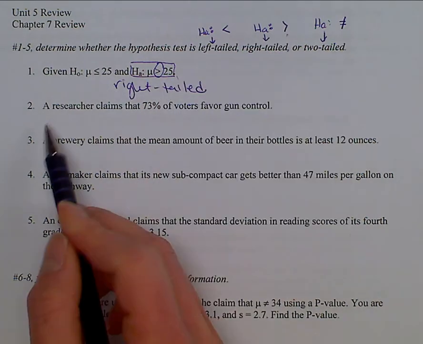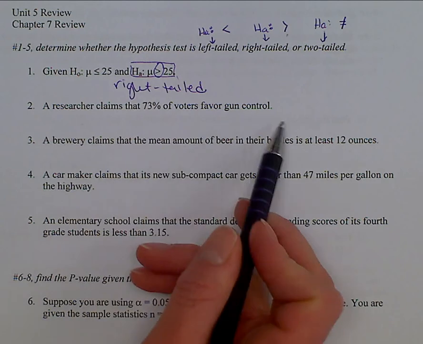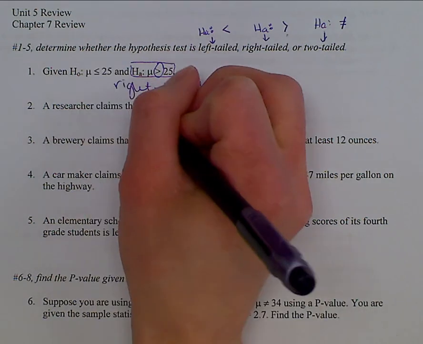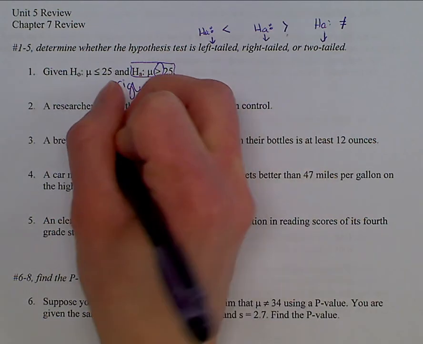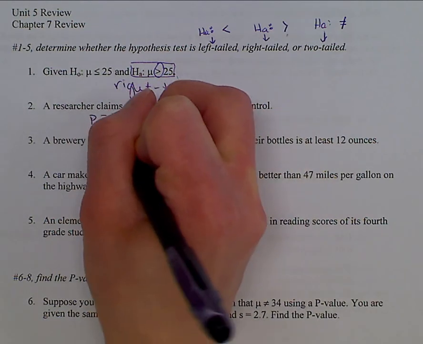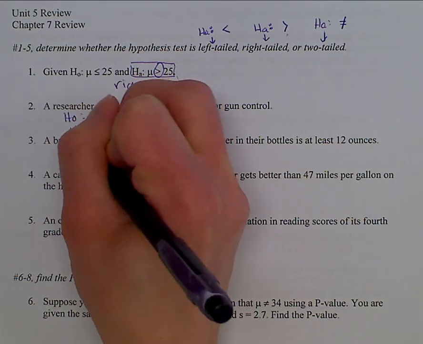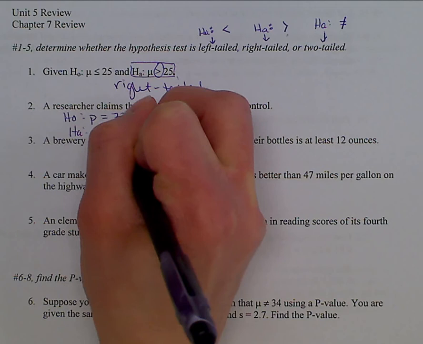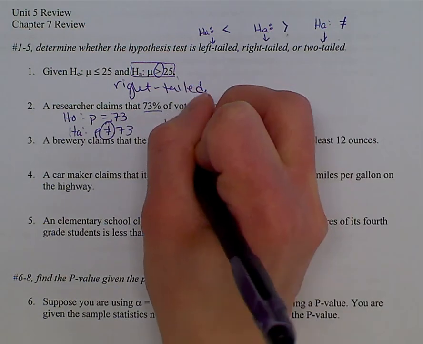Number 2, a researcher claims that 73% of voters favor gun control. Well, it claims that 73%, so that means that p equals 73%, so that would be our null. Our alternative then would be a does not equal. A does not equal in the alternative indicates a two-tailed test.